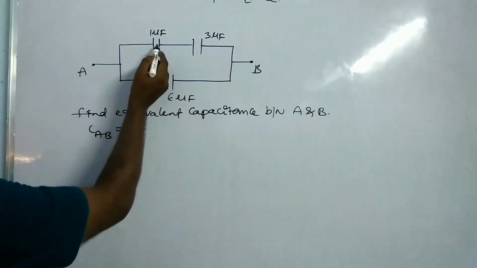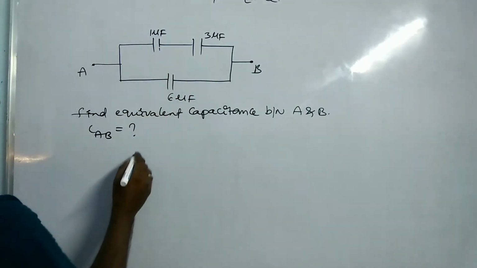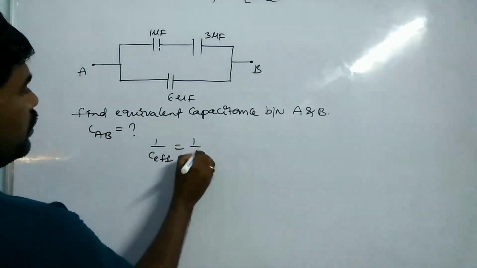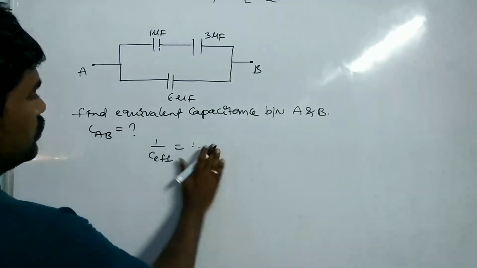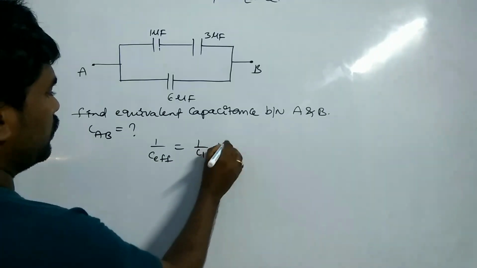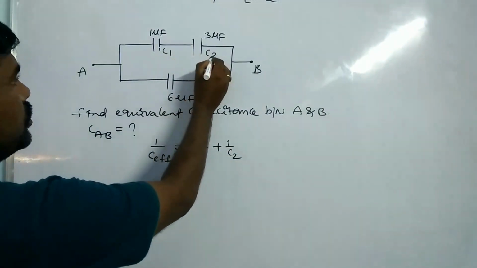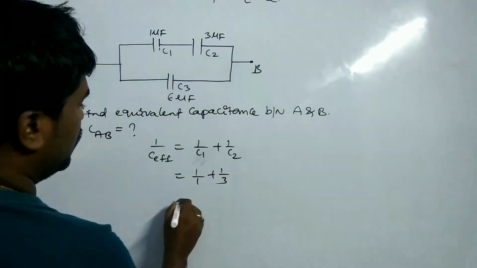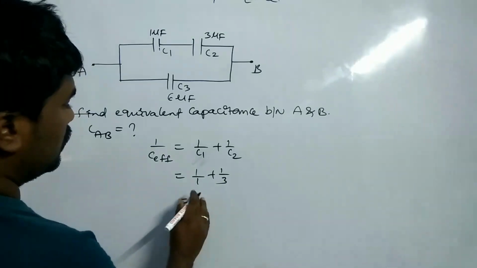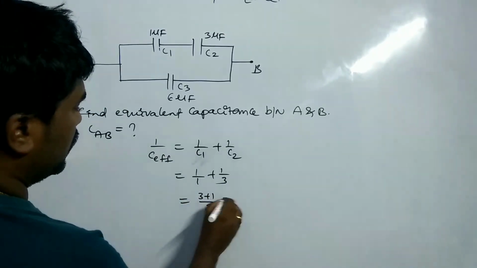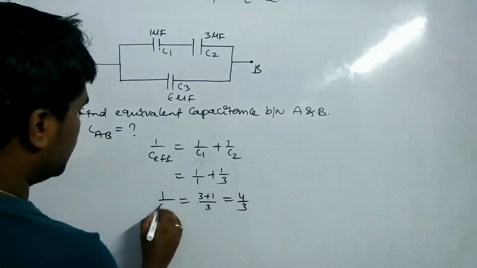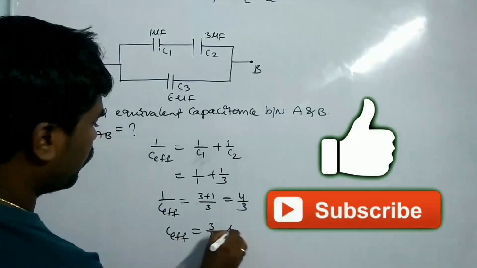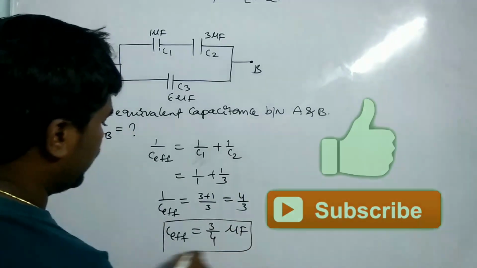So in series combination, for the first two capacitors which are in series, 1 by C effective is equal to 1 by C1 plus 1 by C2. Here it is C1, C2, and C3. So it is 1 by 1 plus 1 by 3, which is equal to (3 plus 1) by 3, that is 4 by 3. So 1 by C effective is 4 by 3, and C effective is 3 by 4 microfarad.